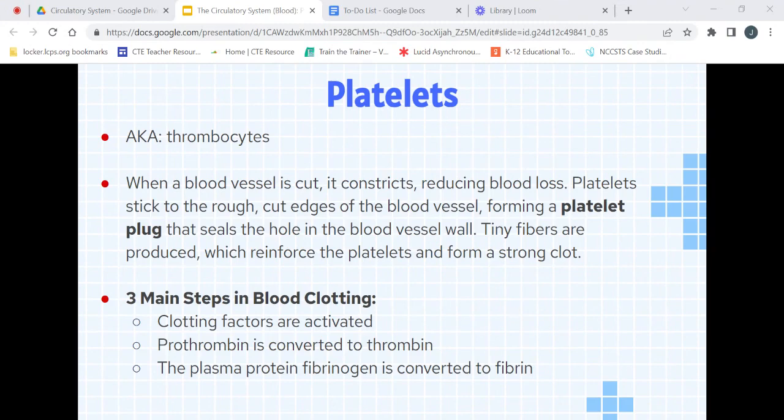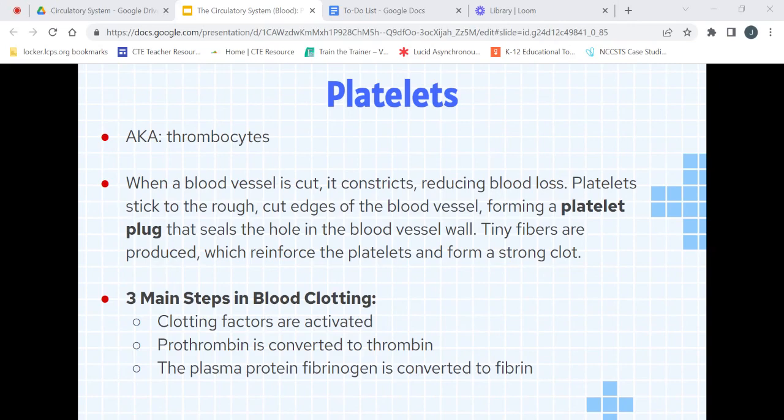When a blood vessel is cut, it constricts, reducing blood loss. Platelets stick to the rough, cut edges of the blood vessel, forming a platelet plug that seals in the hole in the blood vessel wall. Tiny fibers are produced which reinforce the platelets and form a strong clot. Platelets in injured tissues release substances that activate clotting factors in the blood. A series of reactions takes place, resulting in the formation of an enzyme known as prothrombin activator.